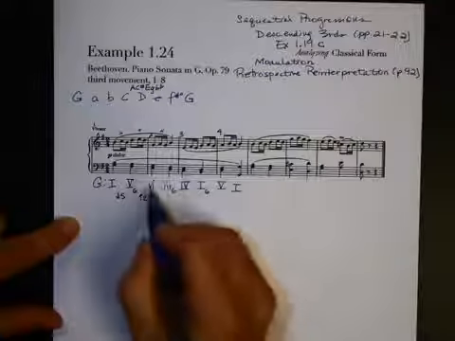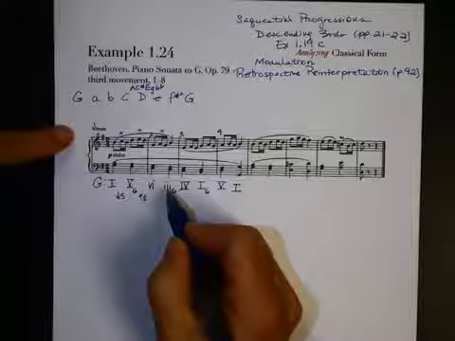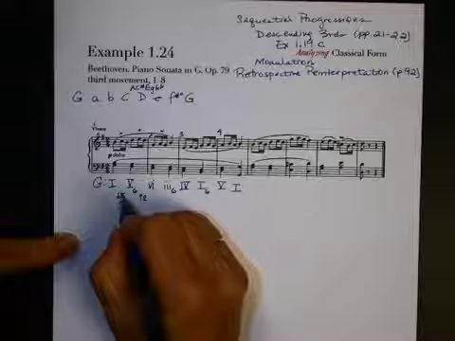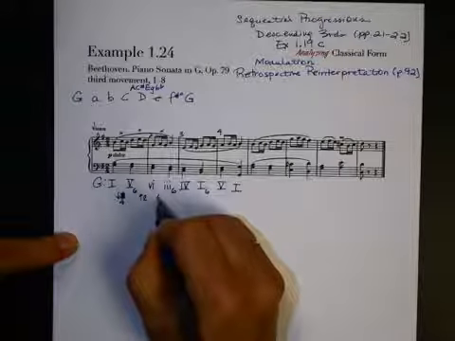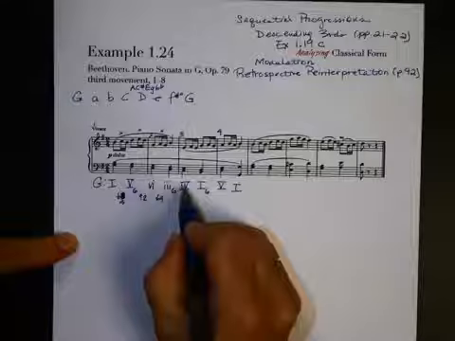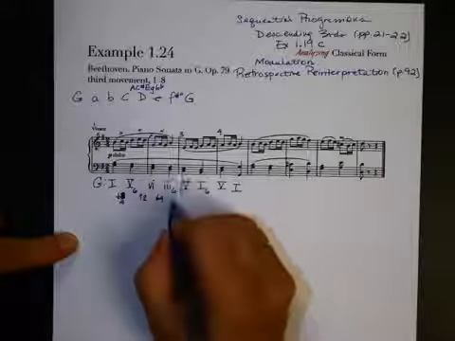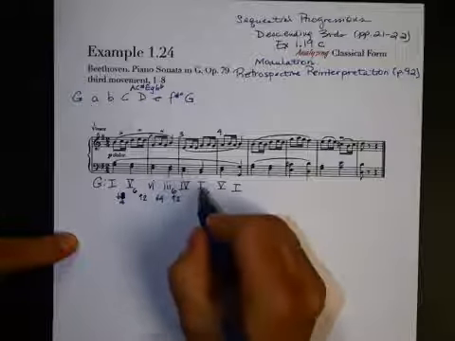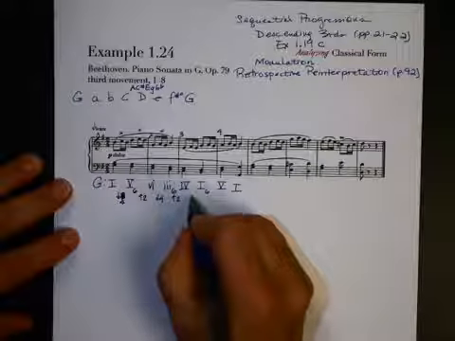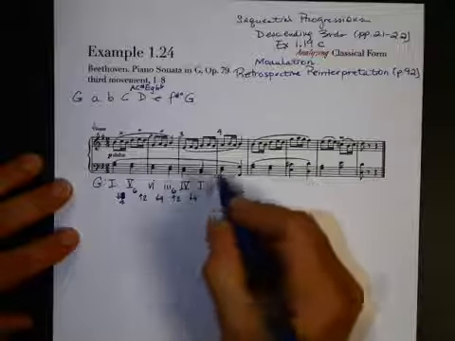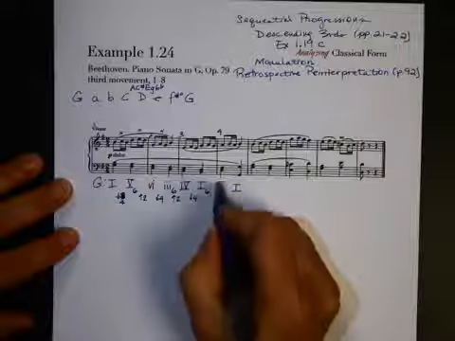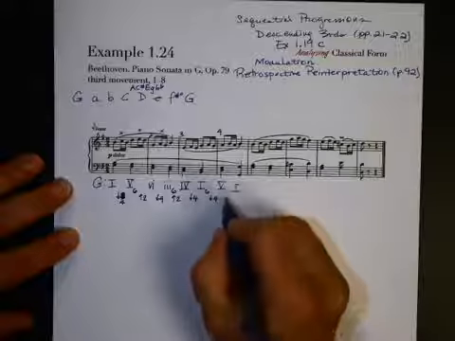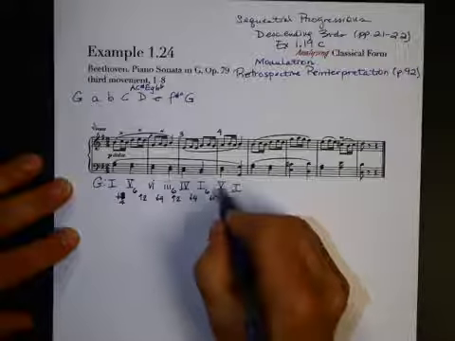From 6 to 3, 6, 5, 4, 3. Sorry, that should be a 4. This is another down by fourth. From 3 to 4, from the root of the 3 chord to the root of the 4 chord, this is up by step. From the root of the 4 chord to the root of the 1 chord, 4, 3, 2, 1. That's down a fourth. From the root of the 1 chord to the root of the 5 chord, that's down a fourth. And then from the root of the 5 chord to the root of the 1 chord, that's down by fifth. And that's the 5-1 cadence.